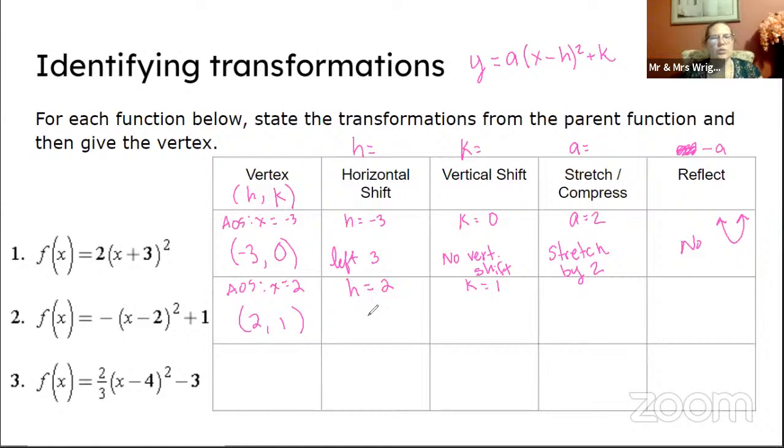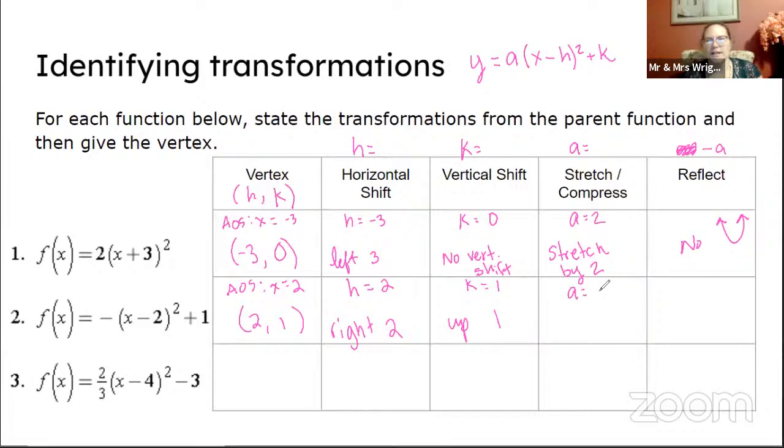All right, so H, our horizontal shift. Our horizontal shift, it's going to be what? Right or left? Well, it's a positive 2, so it's going to be right 2. All right, K is a positive number, so it's going to be up 1. All right, what is A?